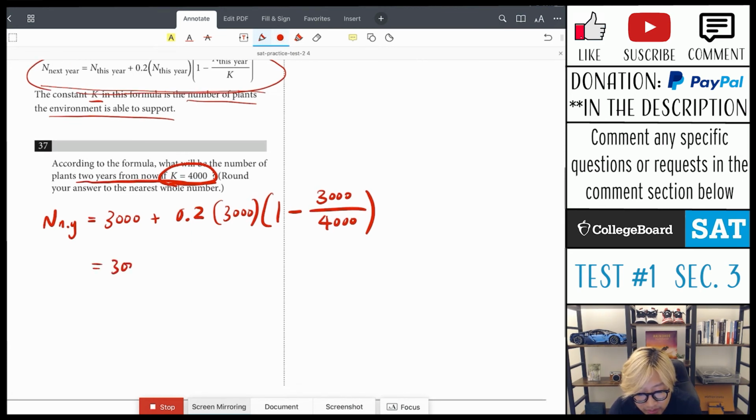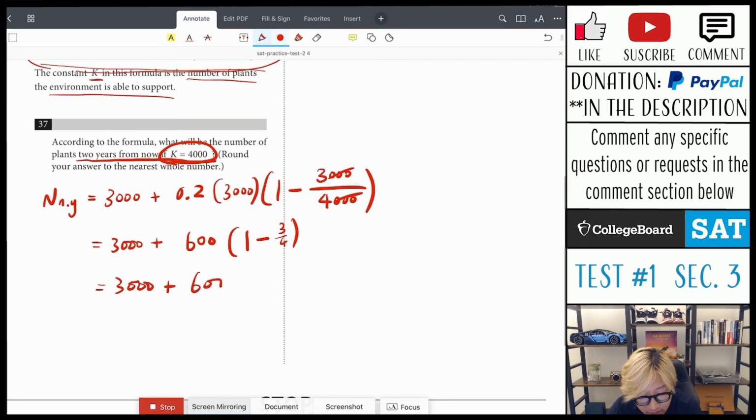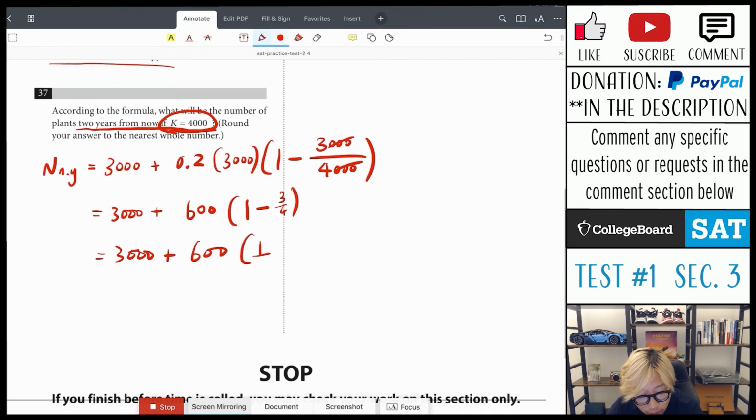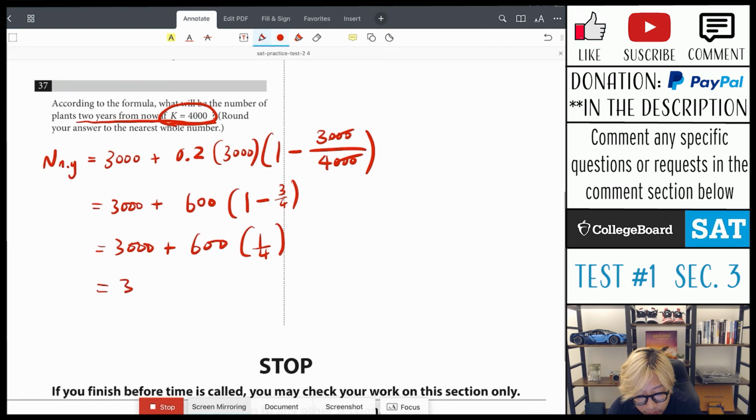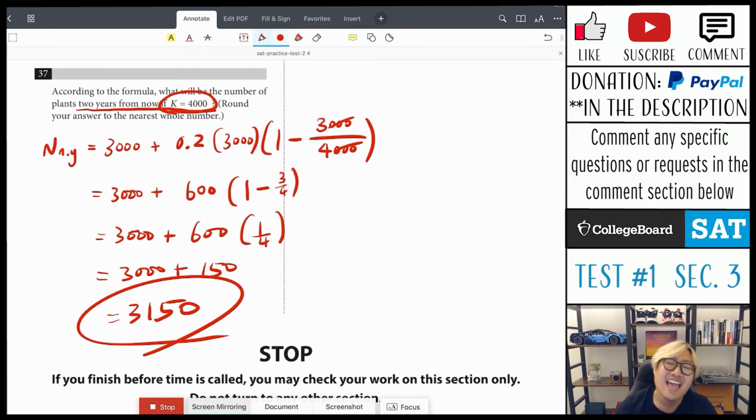So 3,000 plus, well, that'll be 600, I think. And then times 1 minus, that would just be 3 over 4. So that'll be 3,000 plus 600 times 1/4. And that'll be 3,000 plus 150. So 3,150. And that's my answer, right? No. You got it right, you're on the right track.